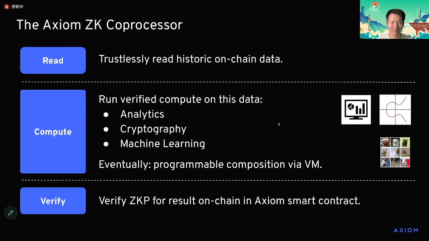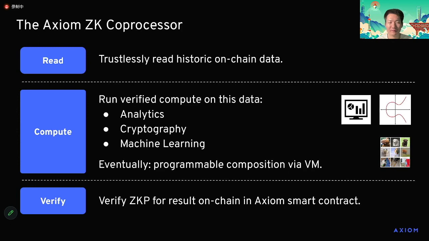So to dive a bit deeper into what types of operations are possible with Axiom, every query into Axiom breaks into three pieces. First, with the read piece, we can trustlessly read historic on-chain data. So that's always the input into a query into Axiom. The second piece is that we can run verified computations on top of that data.